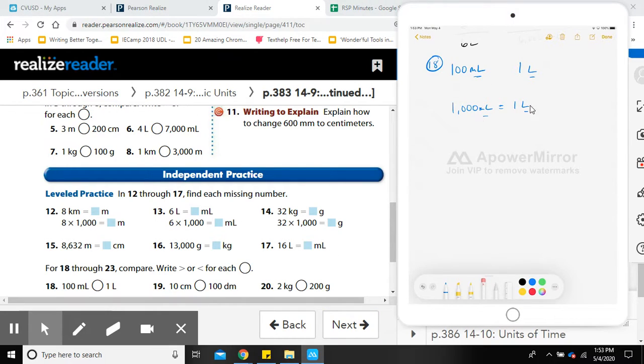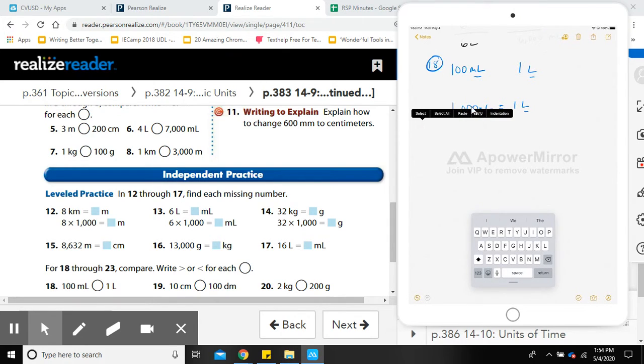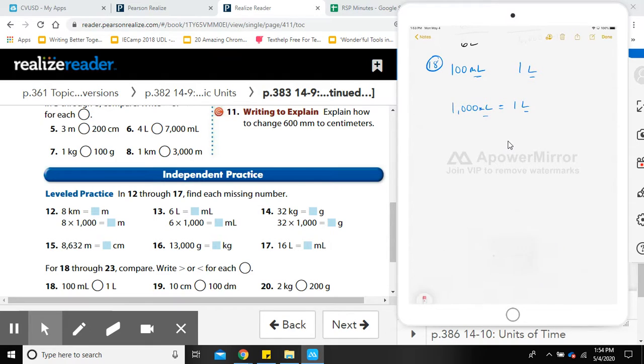If we look at this, if this is equal, what does that mean for this up here? So this is less, right? 100 is way less than 1,000. So then this must be less than 1 liter since these two are equal, okay? So because 1,000 milliliters is equal to 1 liter, that means 100 milliliters is going to be less than 1 liter. Okay, so let's do one more of those.